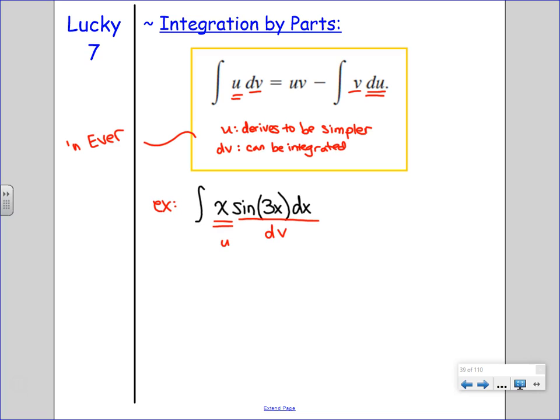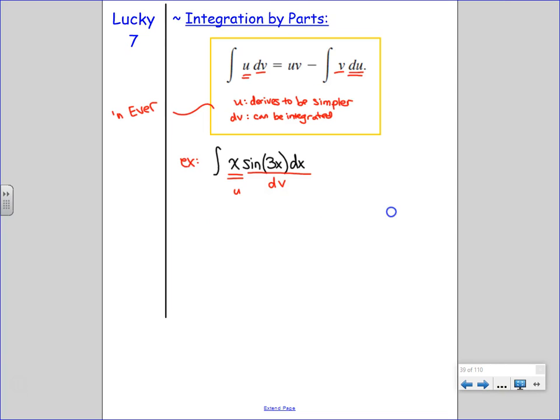And here's how I orient it, and this is why it's called Lucky 7. I write the u first. Who do I choose to be u? X. V I don't know quite yet. dv or du I don't know until I solve for it, but dv I do. Now, this is not how every math teacher does it. Everyone has their own way of teaching integration by parts. Some of them do it u and then dv. But for a simple one, I just go for this one.